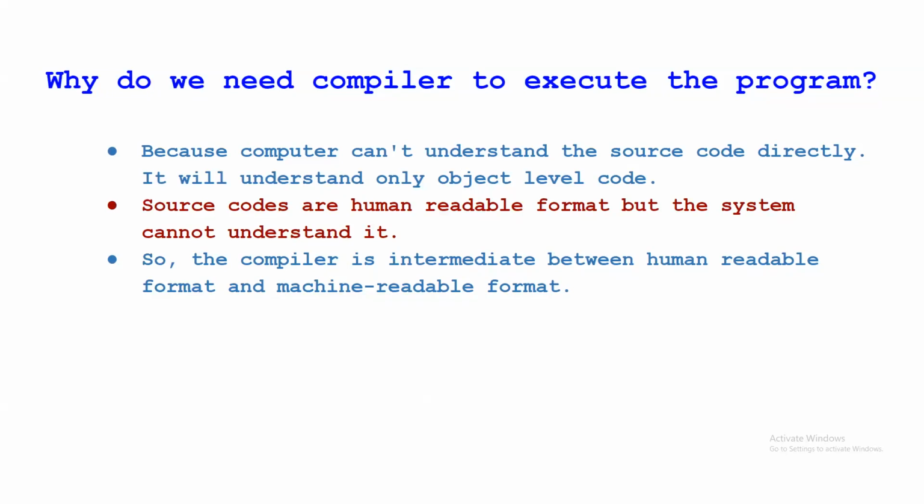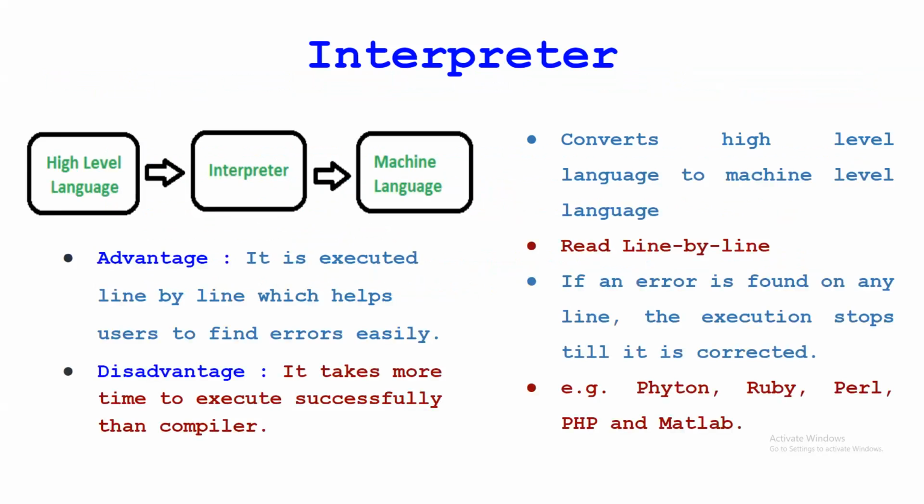And now the same thing for the interpreter. If you see this interpreter diagram, again the same high level language, the interpreter, and the machine language object file. So what does this do? It converts high level language to machine level language, because the compiler also converts high level language to machine level language. Only in a compiler, the whole file is first considered, and here the first line is considered, then the second line and the third line. It means it reads line by line, right? And if an error is found on any line, the execution stops till it is corrected.